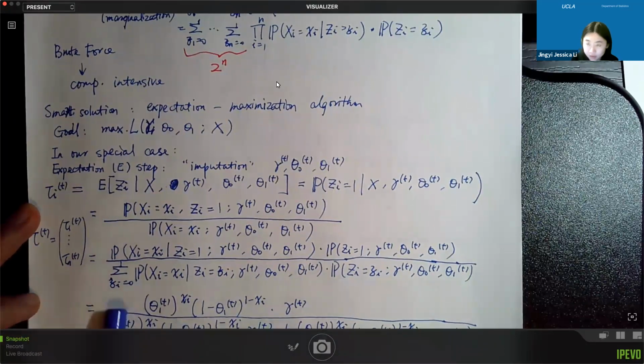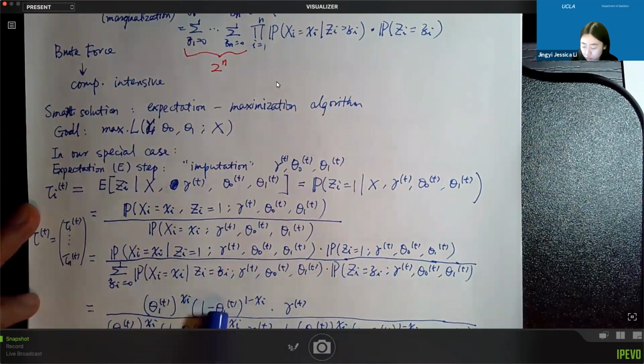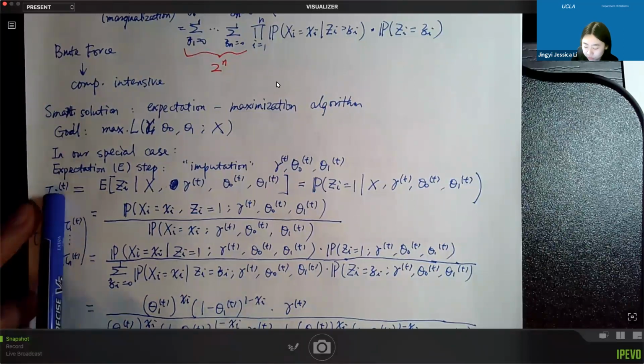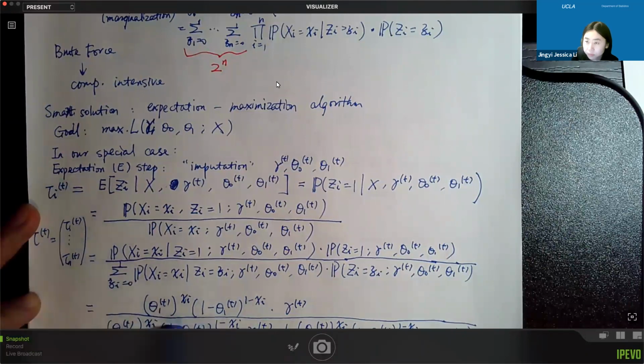So if your calculation is correct, based on this formula, you can see that every term is non-negative because the numerator is just one of the two terms in the denominator. So you know that the denominator should be greater or equal than the numerator. So this ratio, tau_it, should be between 0 and 1. So if your code doesn't show that, there must be some issue.